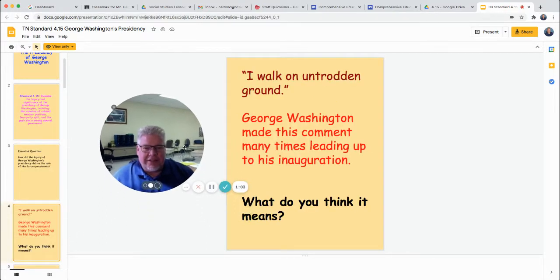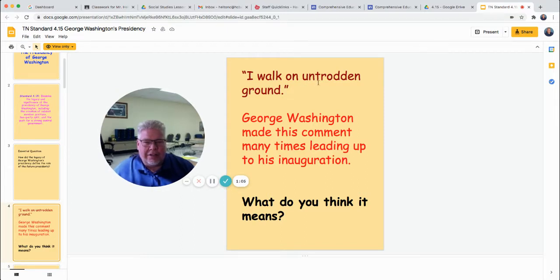One of the things that he said is, "I walk on untrodden ground." George Washington made this comment many times leading up to his inauguration. What do you think this means? I walk on untrodden ground. I guess this is the word we need to make sure we understand. Untrodden. Let's break it down.